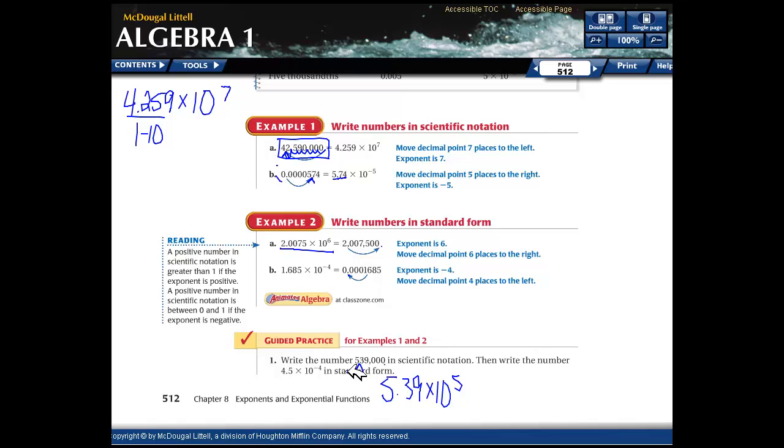Second part, then write the number 4.5 times 10 to the negative fourth in standard form. So if it's 4.5 times 10 to the negative fourth, yes, I move it 4 times, but because it's negative, I have to move it to the left. 1, 2, 3, 4. 1, 2, 3 zeros, 4, 5. And that would be my answer.